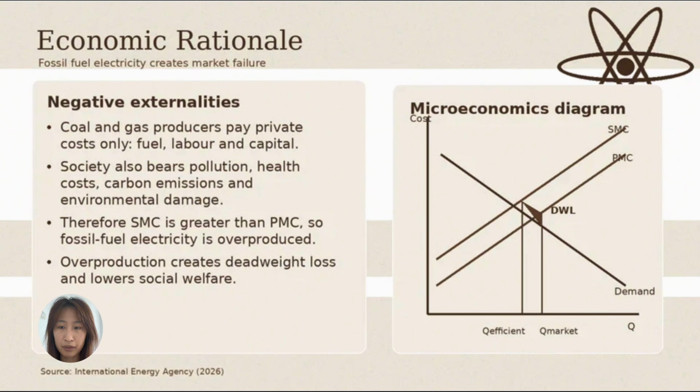destruction. These are examples of negative externalities. Social marginal cost of fossil fuel electricity exceeds private marginal cost. Since the cost above is not included in the price paid, there is overproduction of electricity generated from fossil fuels. As a result, deadweight loss occurs and social welfare decreases.